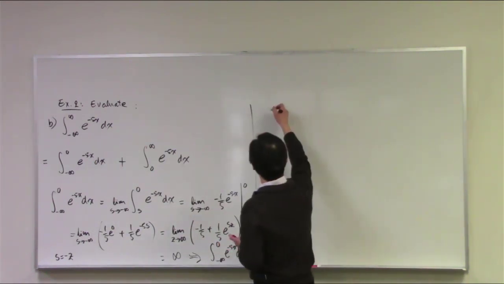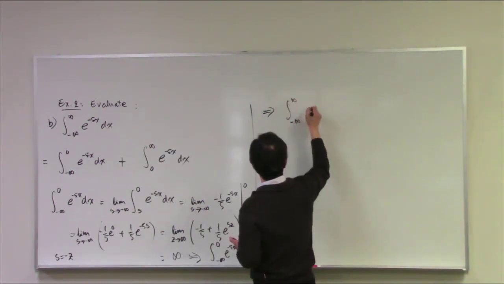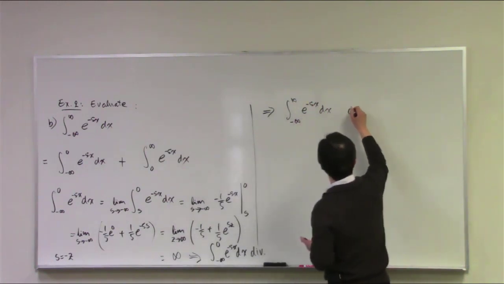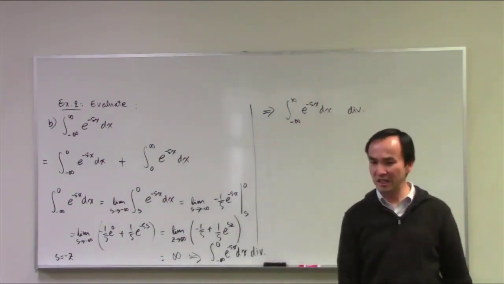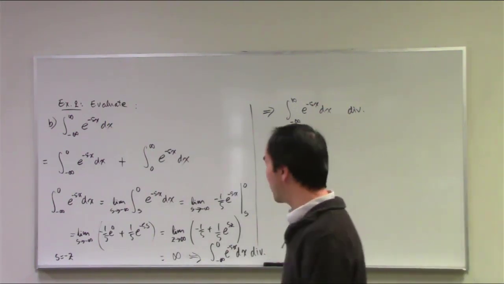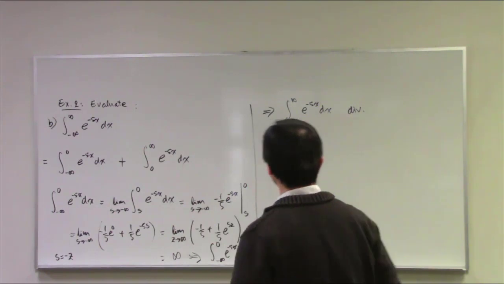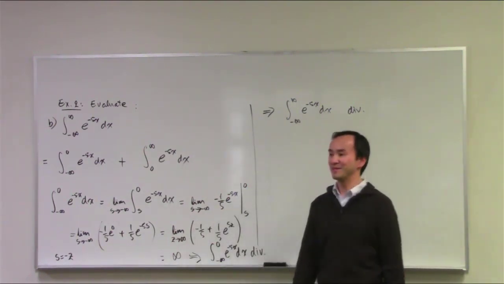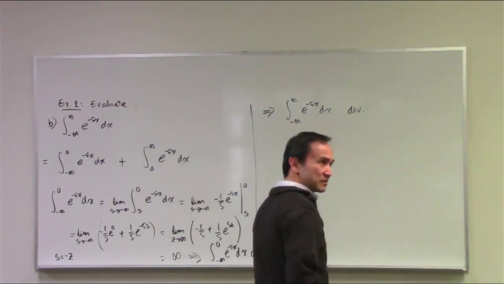So now our final integral, you can just say the integral from minus infinity to infinity of e to the minus 5x is divergent. So we learned to evaluate that, but along the way the evaluation process helped us determine whether the improper integral diverges or converges. And so at the end, we're done.